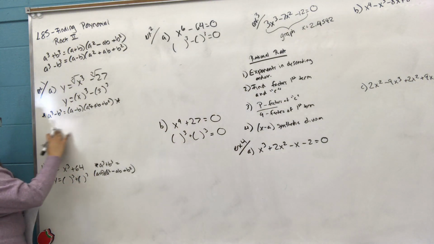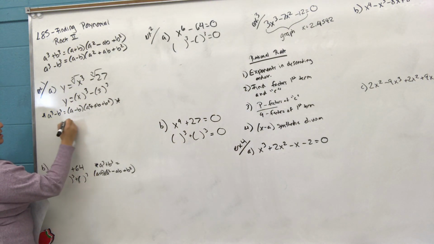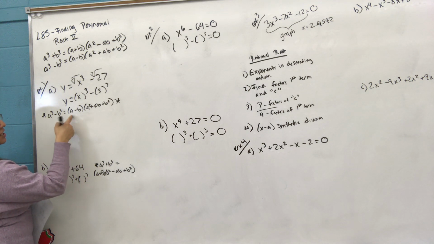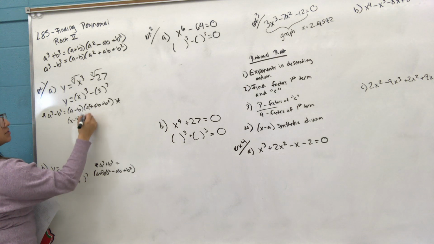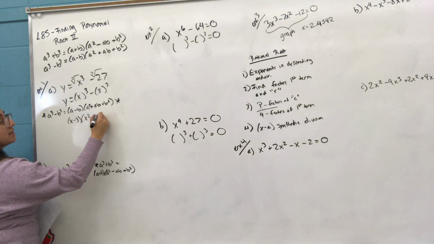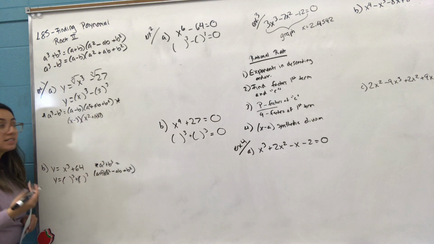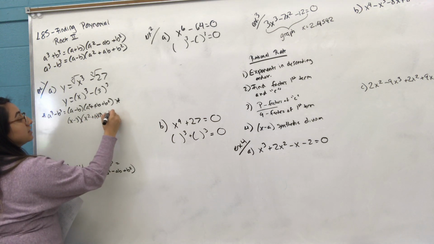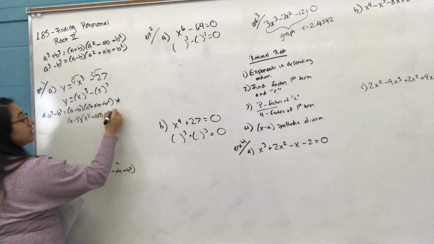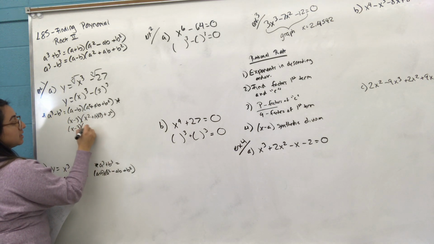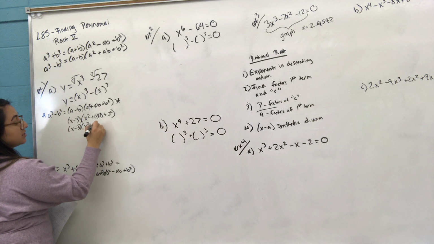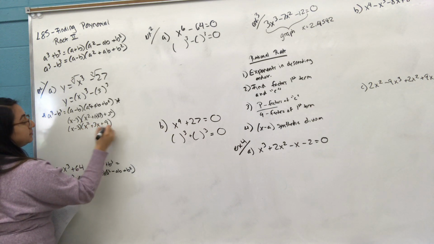Now, we go ahead and follow this formula. So according to this, it's your first term minus your second term, so x minus 3, times your first term squared plus your first term times your second term, that's what ab means, plus your second term squared, so that's your 3 squared. Go ahead and simplify that even more. You get x minus 3 times x squared plus 3x plus 9.